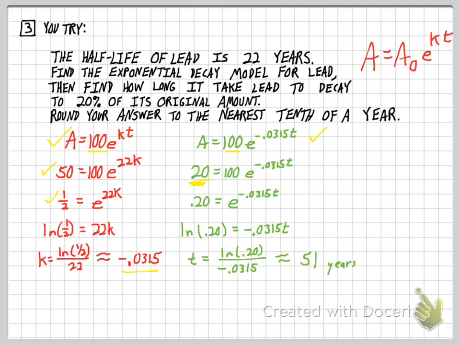And then you have an equation where you have to solve for t, and in the end you should get 51 years. Alright, we're going to practice that a little bit, but you should be able to come up with an exponential growth model or exponential decay model. So that formula is a good one to memorize.